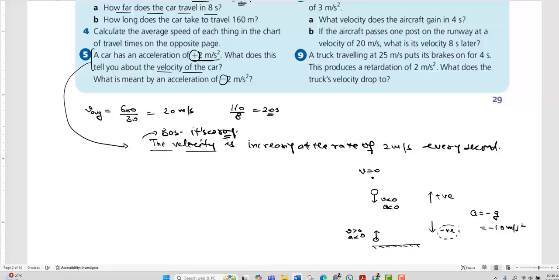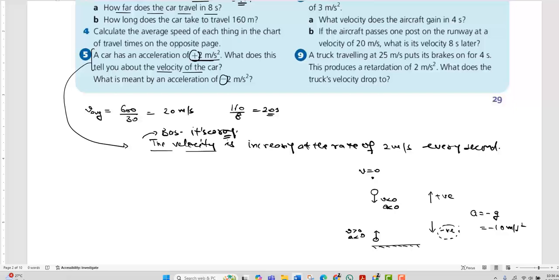But the acceleration is negative here. Yes, sir. But the acceleration is negative here, but is the speed increasing or decreasing? Increasing. The speed is increasing. Yes. So basically, this question in itself is wrong.